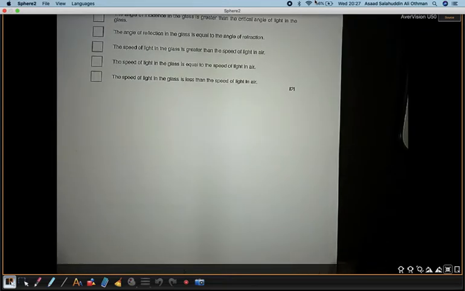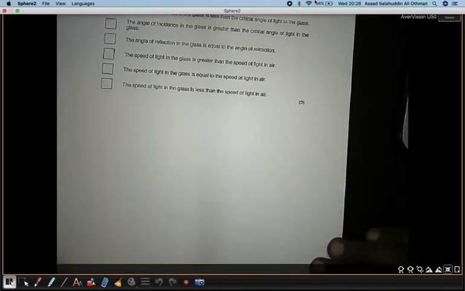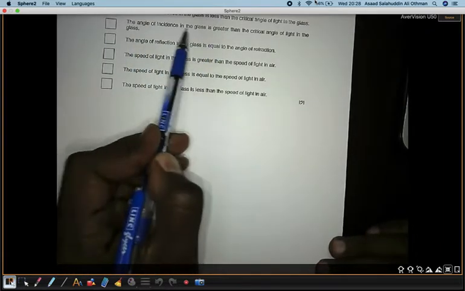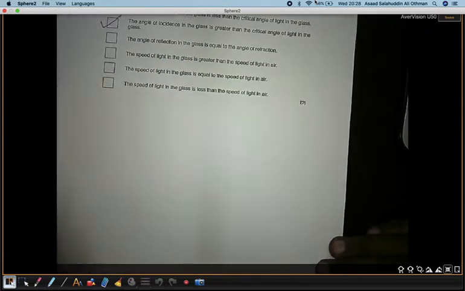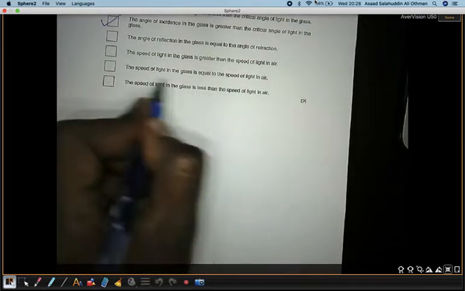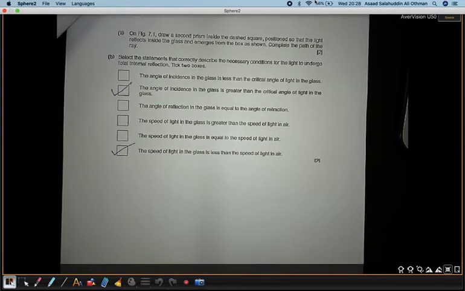Now, B, select the statement that is correct. Describe necessary conditions to undergo total internal reflection. The angle of incidence is greater than the critical angle. The speed of light in glass is less than the speed of light in air. These are the two conditions. Okay?